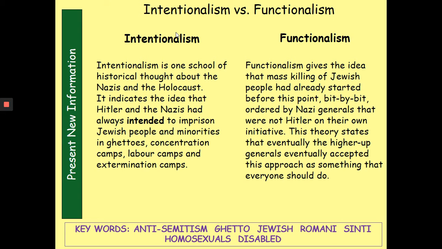Functionalism, however, gives the idea that the mass killing of Jewish people had already started before this point, bit by bit, ordered by Nazi generals that were not Hitler on their own initiative. This theory states that eventually the higher up generals accepted this approach as something that everyone would do. So functionalism basically says that some generals were already killing the Jewish people, and it became an accepted practice higher up in the Nazi authority. So there's no neat answer to either one of those, but perhaps as a historian yourself, you'll fall down on one or the other side of that.